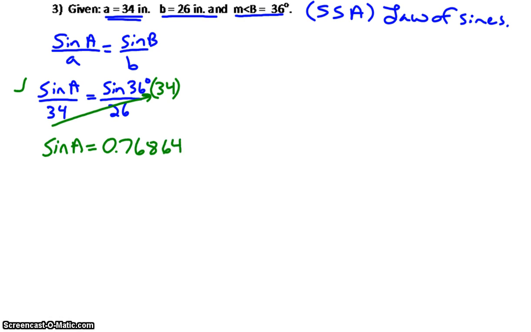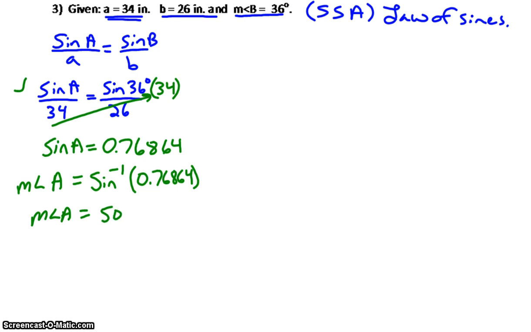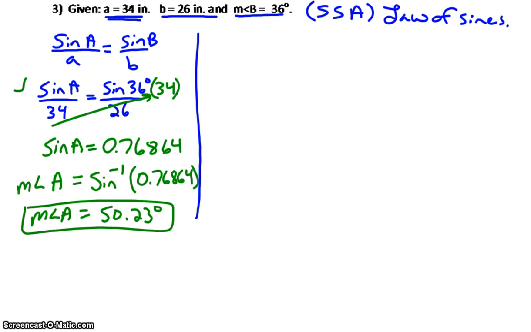0.76864. And now what we need to do is solve for A, where we want the measure of angle A. To do that, we're going to take the inverse of sine. So second sine on your calculator, and then type in 0.76864, or you can do second sine and then second answer, and it won't round that decimal, which is actually a little bit more precise. In doing this, I find out that the measure of angle A will equal 50.23 degrees.